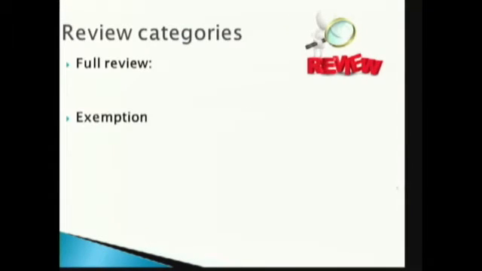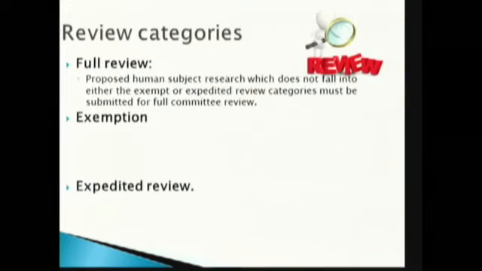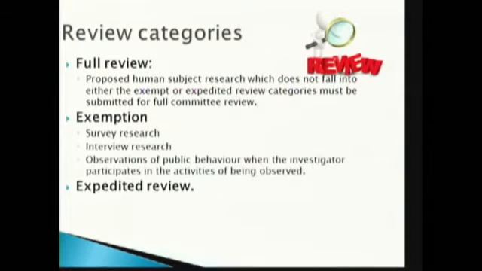We have three kinds of review categories: the full review, the exemption, and the expedited review. The full review is for proposed human subject research which does not fall into either the exempt or expedited review categories and must be submitted for full committee review. Examples of exempt reviews are survey research, interview research, and observation of public behaviors, if the investigator is not going to be actively involved in the observation.